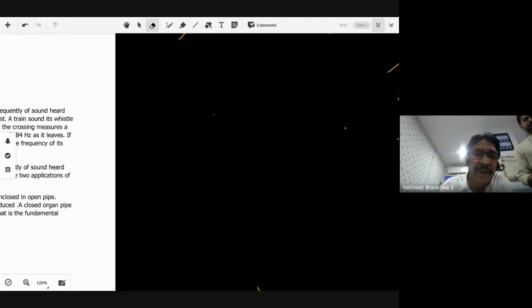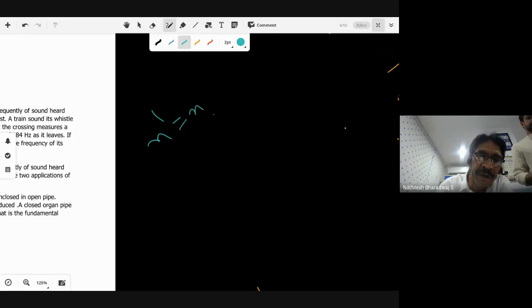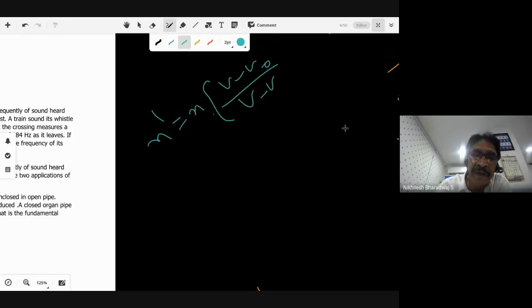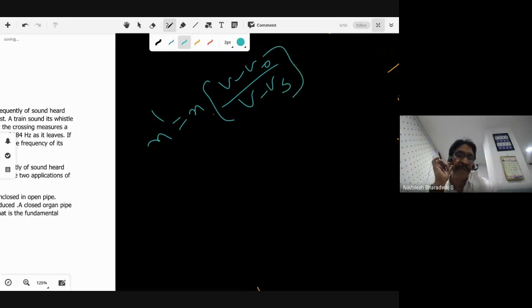Now, you can see that n dash is equal to n into (V minus V naught) by (V minus Vs). As you know, n dash is the apparent change in frequency. n is the true frequency or original frequency of the sound produced by the source. V is the velocity of sound. V naught is the velocity of the observer. Vs is the velocity of the source.